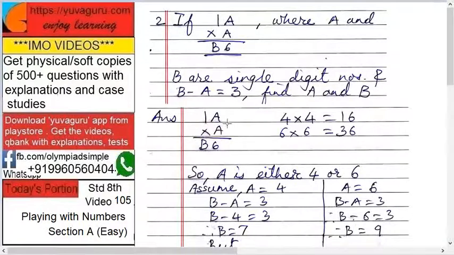Okay, 1a into a equals b6. Now what can this number be? Which number gives you 6 at the end? 4 into 4 is 16, 6 into 6 is 36. No other number between 0 to 9 gives you 6 at the end. So it can be either 16 or 36.